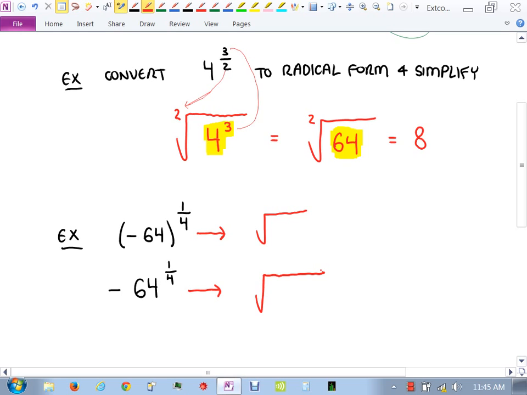How about the first one? Anyone want to volunteer the first? The first one, top one there? What goes inside? What's our x? Negative 64. What's the root? 4. That is correct. Is it possible for us to figure out what the 4th root of negative 64 is? No. This is a non-real number. A non-real number.